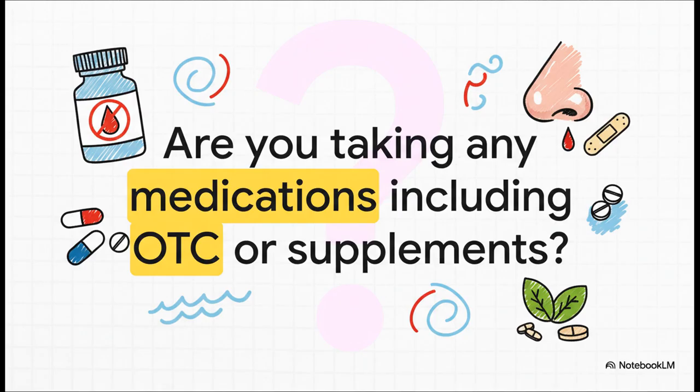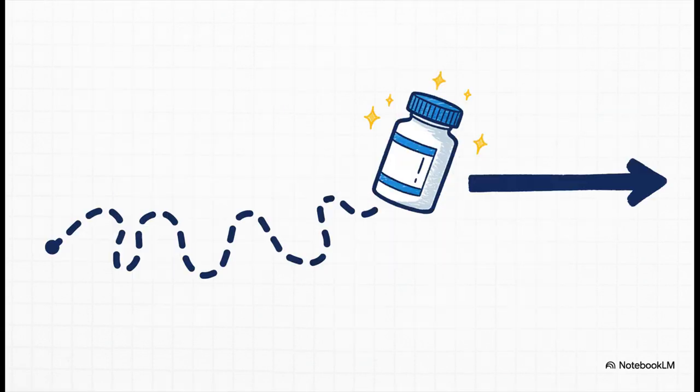Now, this next question is the absolute key to this whole case. You have to ask about all medications. And I mean everything. Over-the-counter stuff, supplements, the whole shebang. They can all play a role in bleeding. And there it is. The moment the patient says they're on an anticoagulant, say, Apixaban, that's the turning point. The entire consultation just pivots. You've now got your number one suspect for this nosebleed.